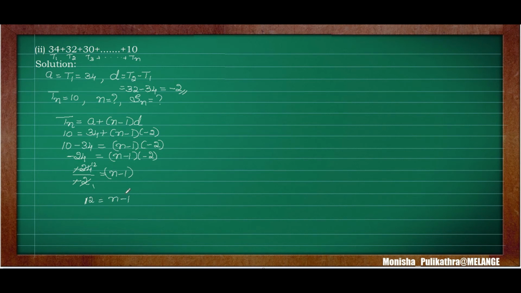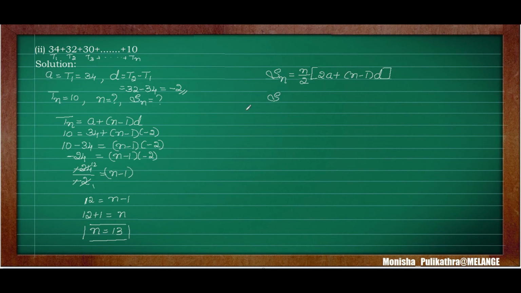So next, in the next step, shift minus 1 to the left hand side. So it will become 12 plus 1 is equal to n. So the number of terms n is equal to 13. Okay. So 13 is the number of terms. Next we need to find out Sn by applying the Sn formula. Sn is equal to n by 2, 2a plus n minus 1 into D.